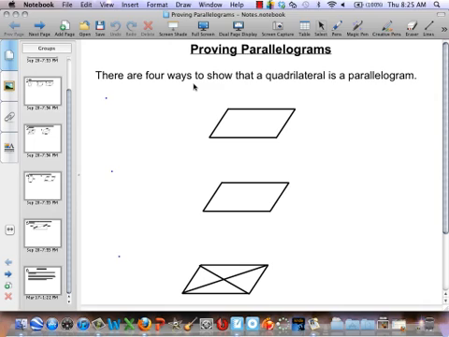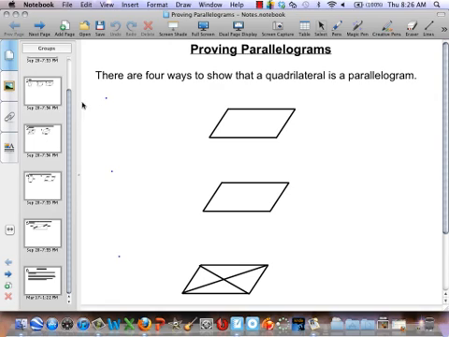You don't have to go through all the properties, because there's really about 6 or 7 different properties that we learned about in class today. So this gives you a shortcut. There's basically only 4 ways to actually determine if a shape is a parallelogram. So this is kind of a neat little trick.